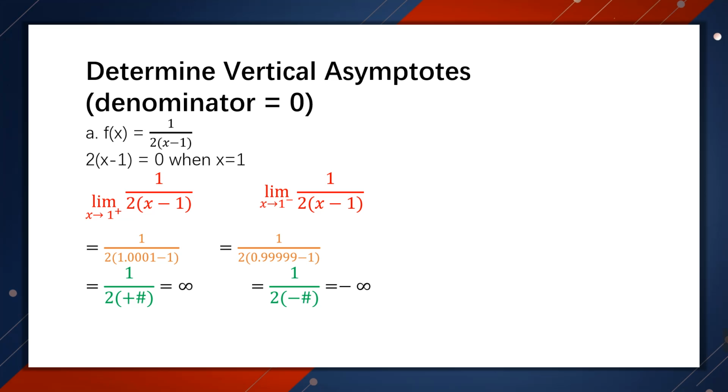Then we can learn the limits. When x approaches 1 from the right, we could use a number very close to 1, like 1.0001, to know that the limit is positive infinity. And when x approaches 1 from the left, we could use a number like 0.99999 to substitute for x in the function, and we can know that the limit is negative infinity.